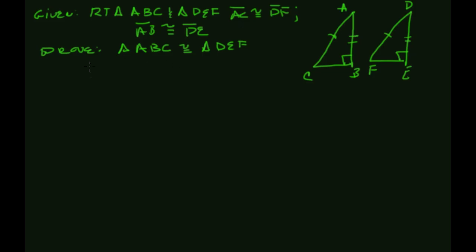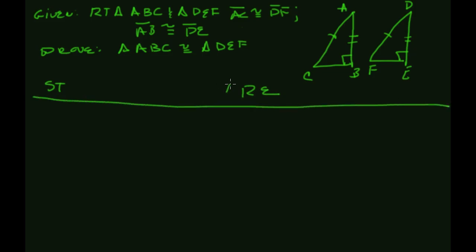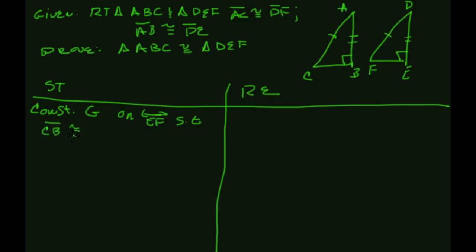Okay, so let's see how we do this. The first thing we need to do is a little bit of constructing. Much like the last proof, there's going to be some constructing going on. So we are going to construct a point G on the line EF so that the segment CB is going to be congruent to the segment EG.